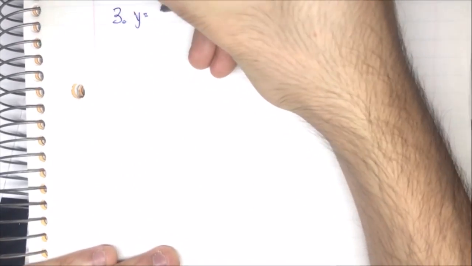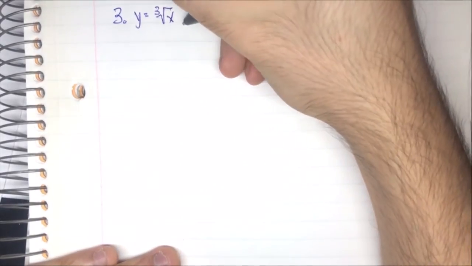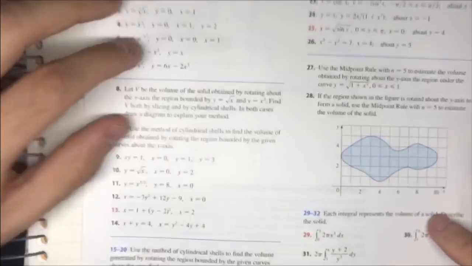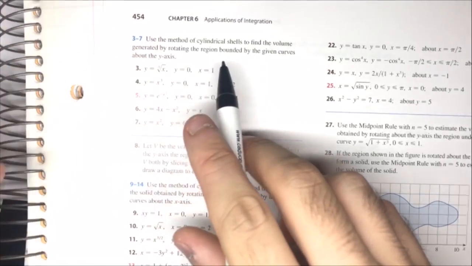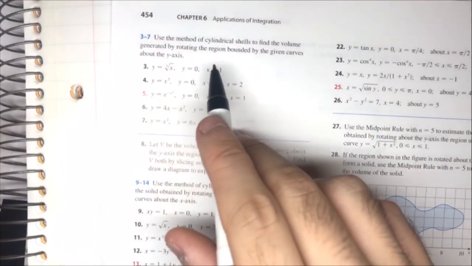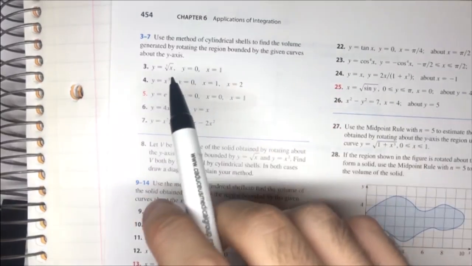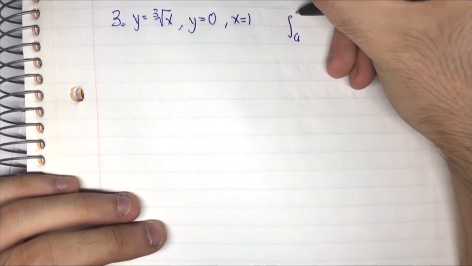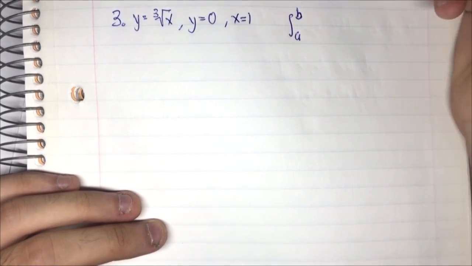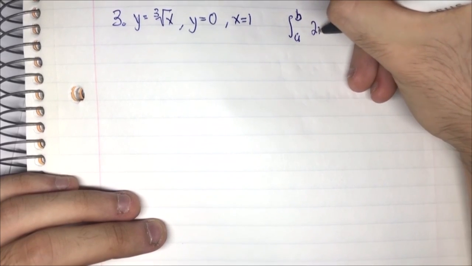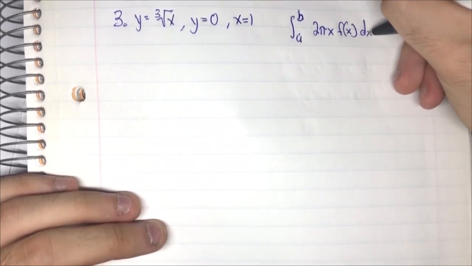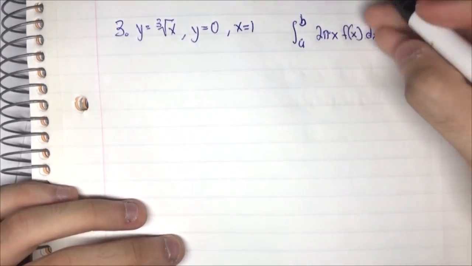Cool. Alright, so number 3, they gave us y is equal to the cube root of x, y is equal to 0, and x is equal to 1. And the problem is, use the method of cylindrical shells to find the volume generated by rotating the region bounded by the given curves about the y-axis. Alright, so we're going to be using this formula, probably for all the problems. I haven't done all the problems yet, but let's see, 2 pi x times f of x, which is the height, dx. That's the formula that we have to use for all the problems.